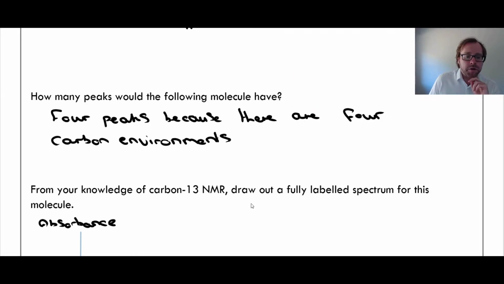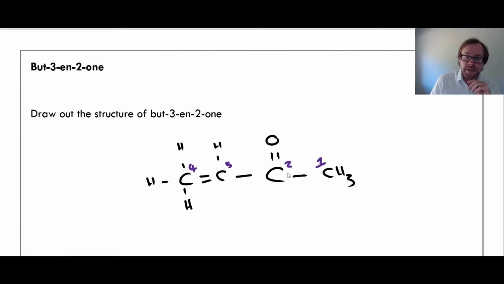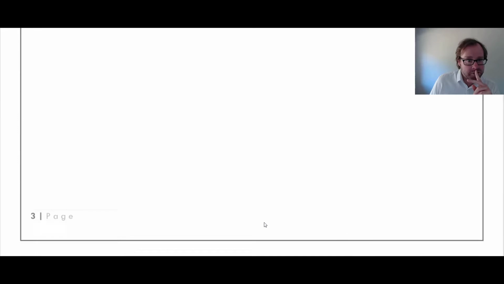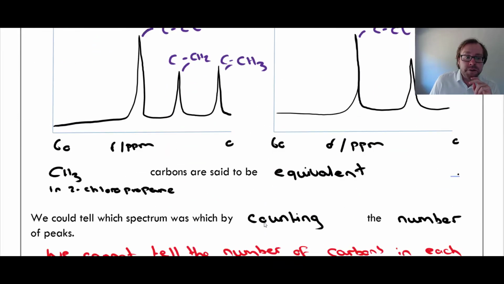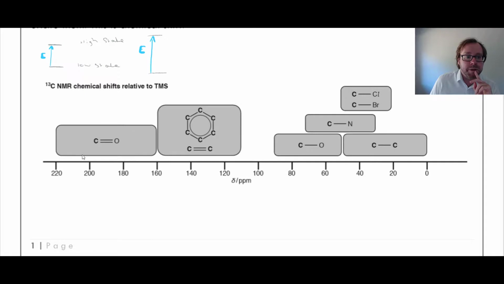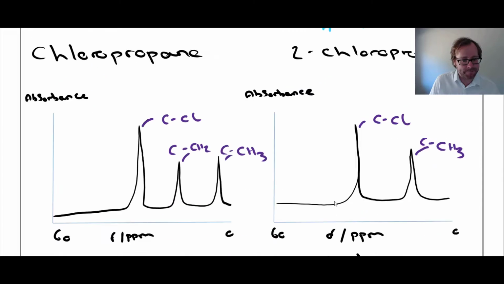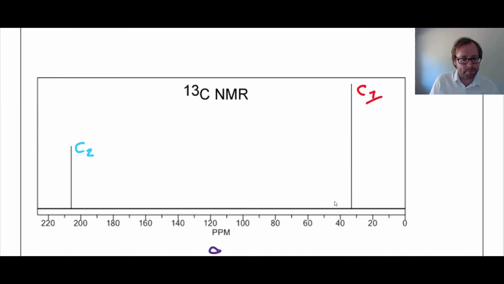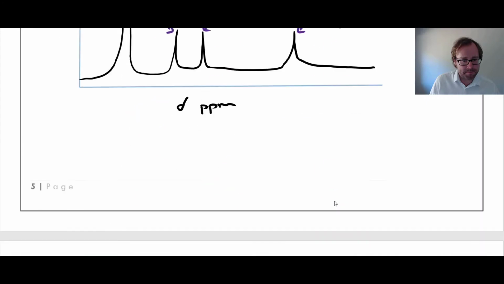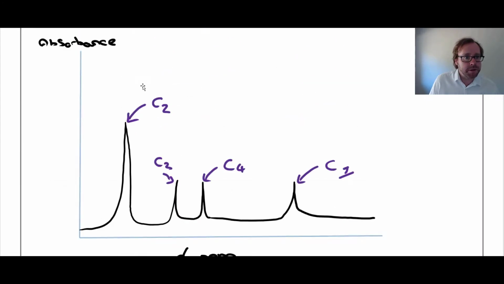Okay, so from your knowledge of carbon-13 NMR, draw out a fully labelled spectrum for this molecule. So I know there will be 4 peaks, and I can label them as C1, C2, C3, and C4. If I go back up to my chemical shift values, I know the furthest downfield will be my C=O. Next will be my 2 carbons in the C=C, and all the way down here will be my C-C bond. Okay, so I can go back down and make it a bit more obvious.